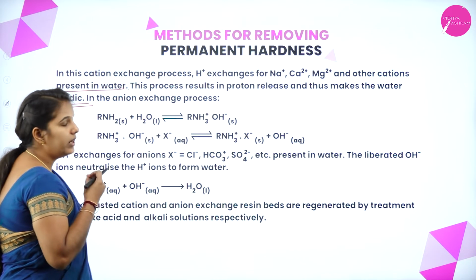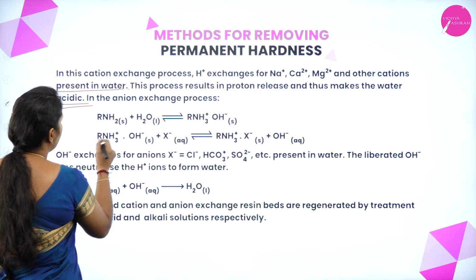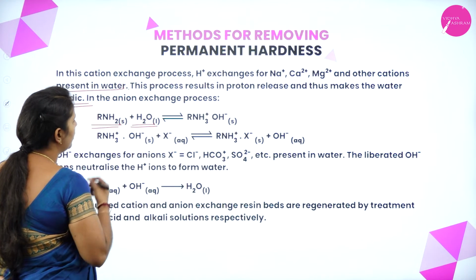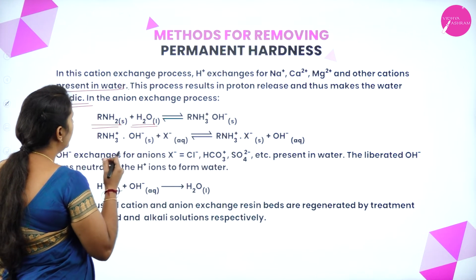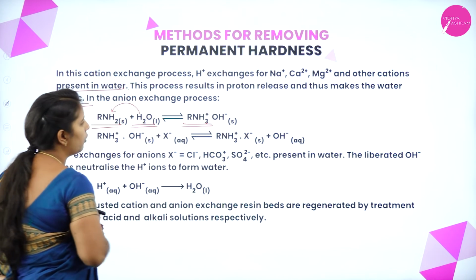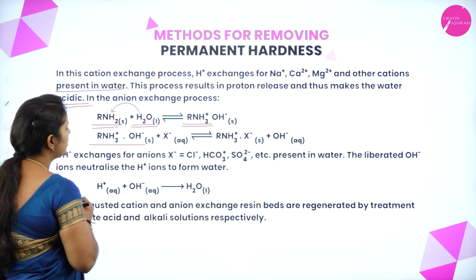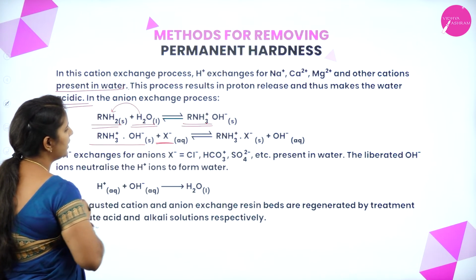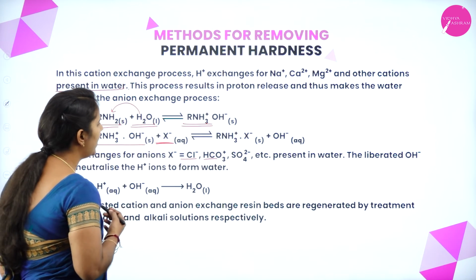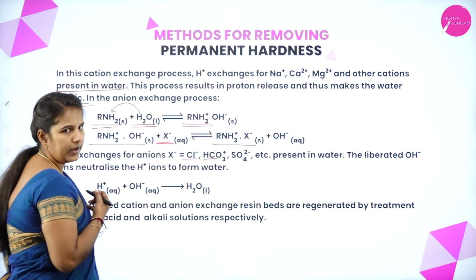And in the anion exchange process, these reactions will be taking place. You can see that this is RNH2 reacting with the water molecule, that may be hard water. It will accept one of the protons and get converted into RNH3 with the formation of OH minus ion. Similarly, this RNH3OH reacts with the halogen, it may be chloride or bicarbonate or sulfate, and forms what? RNH3X and OH minus.